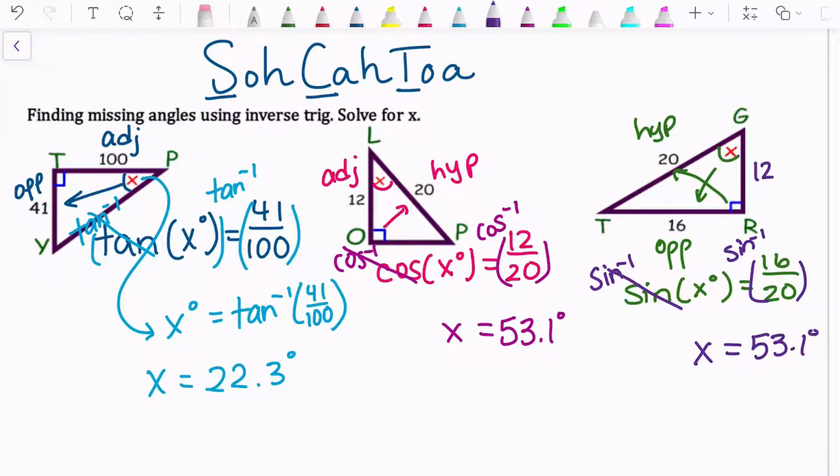Also, if you need the next angle in a right triangle, you wouldn't use trig again. Instead, you would just do 180 minus 90 minus 53.1, and that would have given you angle T if you needed all the angles. So that is inverse trig and how to use it to find a missing angle in a right triangle.